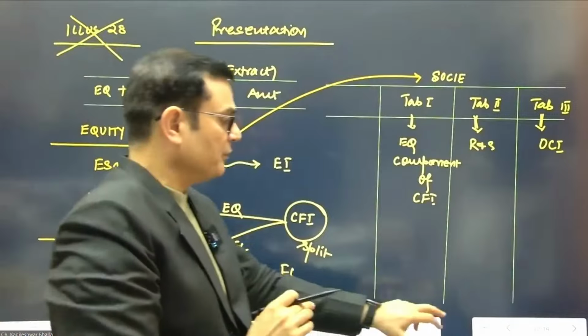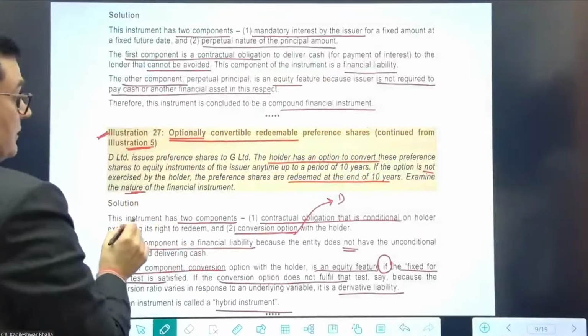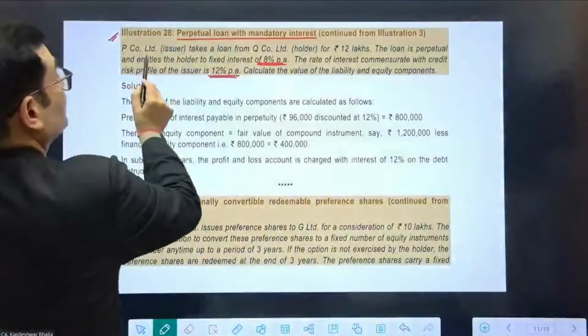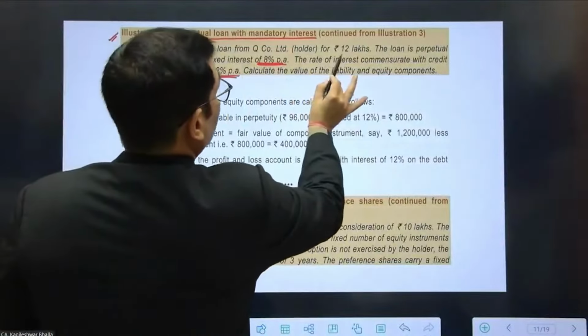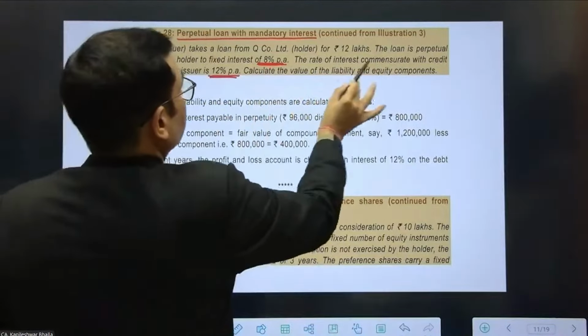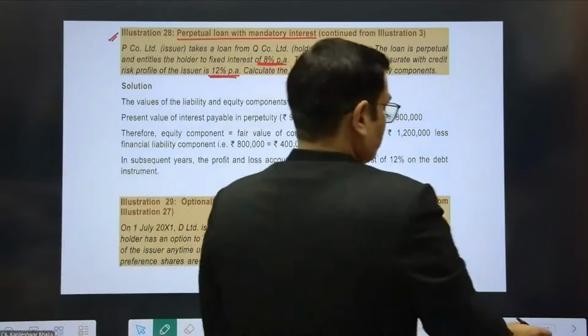Okay, now let's come back to the illustration 28, just to give you the facts once again. So we're looking at the illustration number 28, where the company issued a loan for 12 lakh. It is perpetual, and the interest rate is 8%, and the market rate is 12%. So now let's proceed with the illustration number 28.